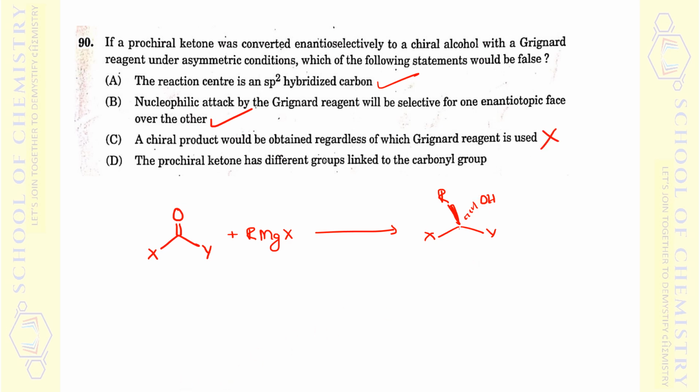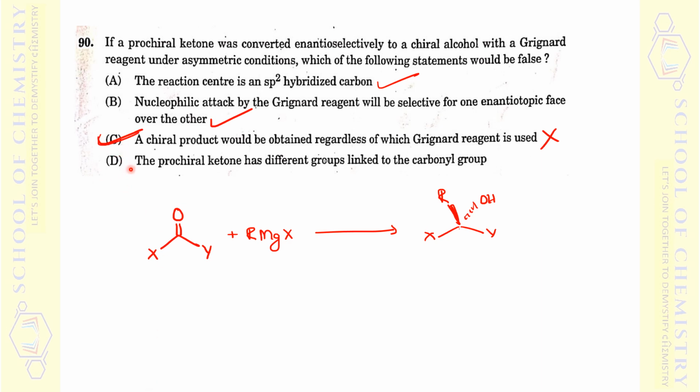Whether we get a chiral product or not depends on the Grignard reagent that we are using. If the Grignard reagent, as I mentioned earlier, has an R group that is the same as X or Y, in that case a chiral alcohol will not be obtained. So therefore option C is wrong, and that should be the answer. They have asked us to identify the false statement or wrong statement. Option C being false, that is the answer.